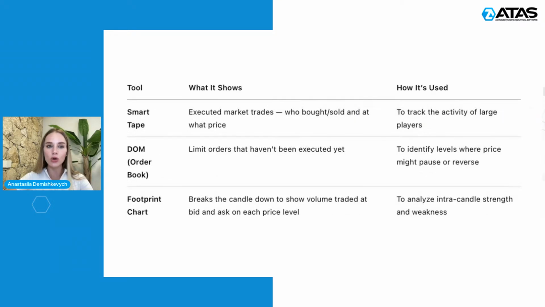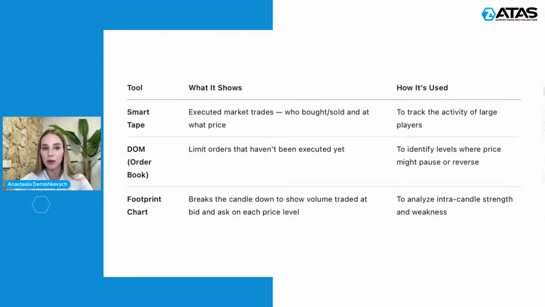To bring it all together, those are the tools that we are going to be discussing today in one complete picture, and then I'm going to break them down one by one. But for now, let's compare them side by side before we transition into the separate discussion of each. Each tool that you see shows a different aspect of the same process, order execution in the market, but from a different perspective.